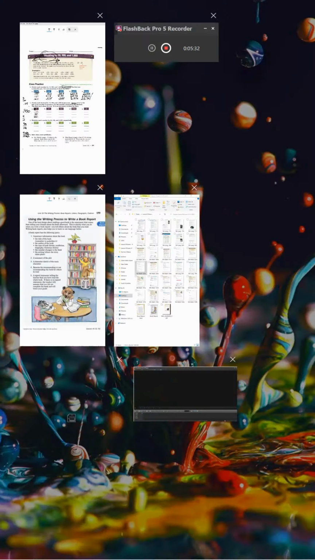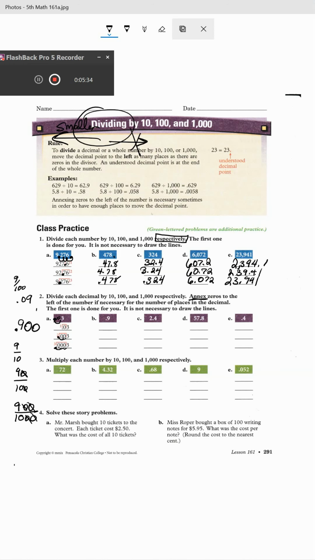If I have 0.009, okay, that's 9 out of 1,000, which is not the same as 9 out of 10. Same way, it's like the opposite in whole numbers.